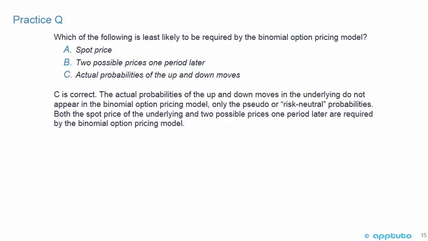So C is correct because we're looking for the least likely. We're looking for the false. The actual probabilities of the up and down moves in the underlying do not appear in the binomial option pricing model, only the pseudo or risk-neutral probabilities. Both the spot price of the underlying and 2 possible prices 1 period later are required by the binomial option pricing model. Okay, so that's, I think, a fairly easy question to end on. And with that, that's the last slide for this LOS. Thank you.